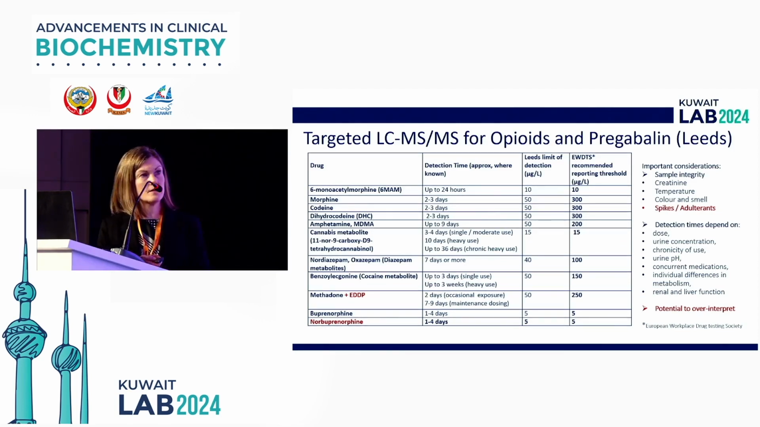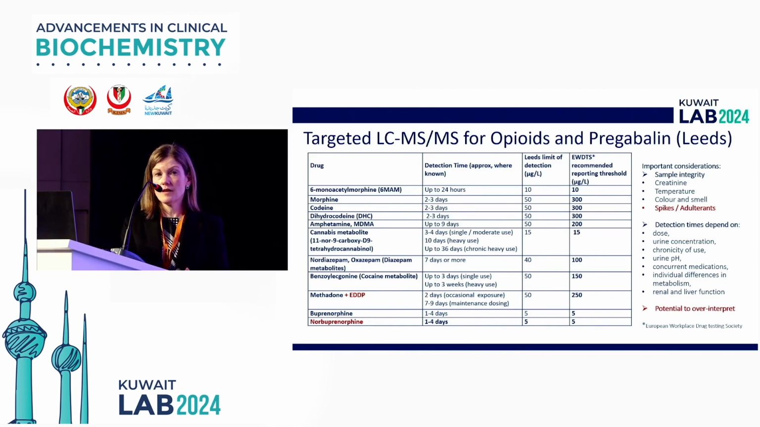This is the panel of tests that we offer in Leeds. Here I've shown what the detection time in urine is, where it's known. For example, if someone is using heroin, then the unique metabolite 6-monoacetyl morphine is only present in the urine for up to 24 hours. So if you receive their urine drug sample 2 days after they've used heroin, then you will not be able to detect the 6-MAM in their urine.